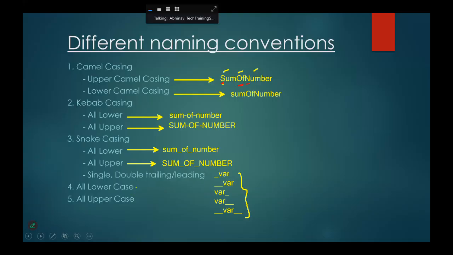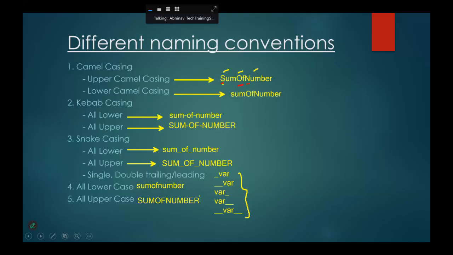Then all lowercase is, you'll be combining all the words. So sum of number, in continuation, you will write all in lowercase. And all uppercase, you will be combining all the words in uppercase, sum of number. So these are the different naming conventions that are followed within the IT industries or within different programming languages.